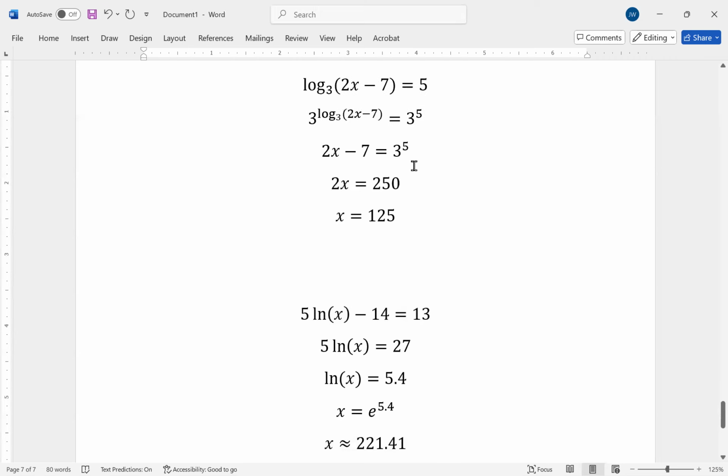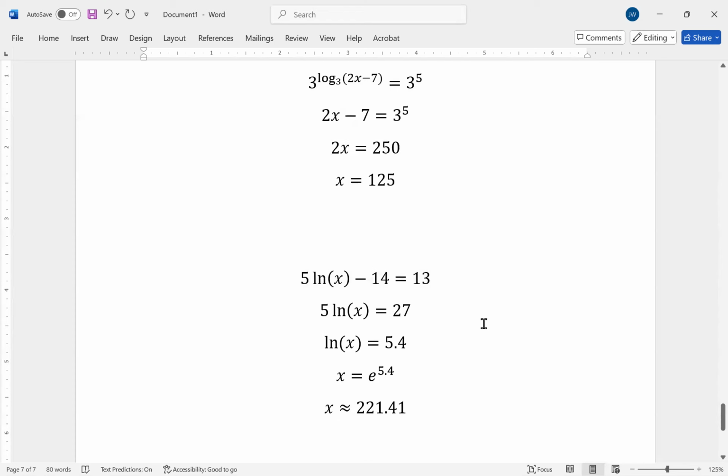Again, it was just as easy to solve log base 3 as it was with natural log. So the bases aren't nearly as important as they were in the exponential. I mean, they're important for getting the right answer, but they're not as tricky. It's just as easy to take 3 to the 5th power as it is to take e to the 5th power or e to the 5.4 power.